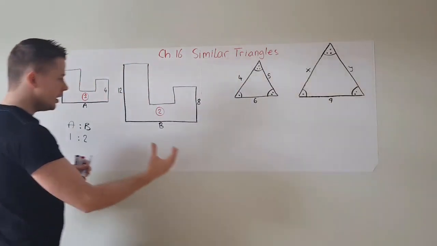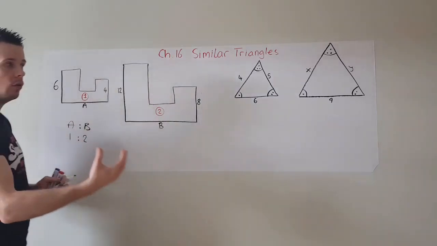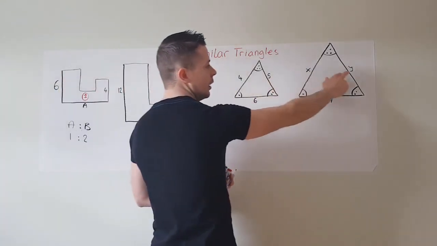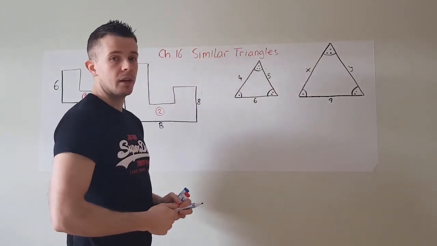We can use the idea here of sizes and ratios to work out unknown lengths. So you can see here we have an X and a Y marked in. We want to work out the length of both X and Y.